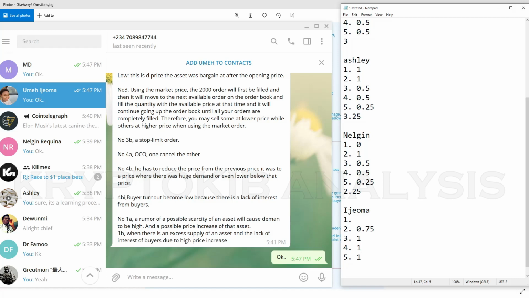When there is an excess supply of an asset and the lack of interest of buyers due to high price increase, she didn't quite complete it. Seller will sell low. That means the willingness to sell low. So this one, you are wrong. Next time you do better. So that's 3.75.